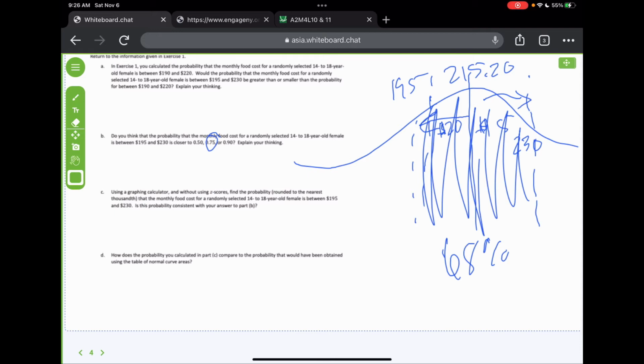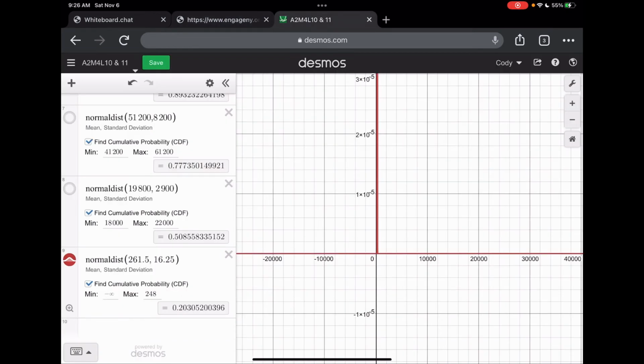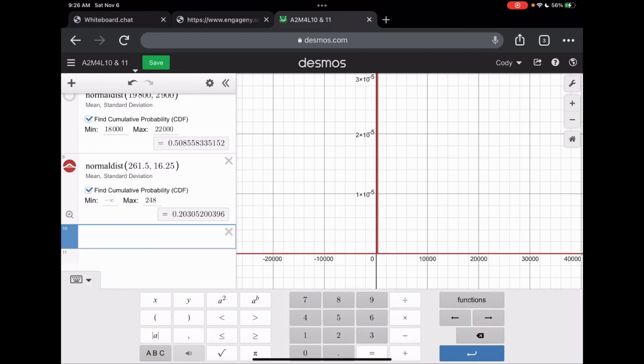Now it says, using a graphic calculator and without calculating. Okay, so now it just wants us to actually find the probability. So let's go back to Desmos, and I'm going to move that up. I'm going to just go to number 10. So what we're going to look at is the normal distribution again.